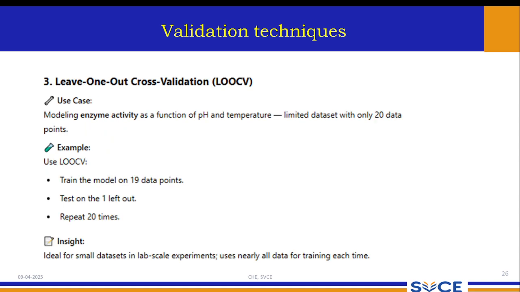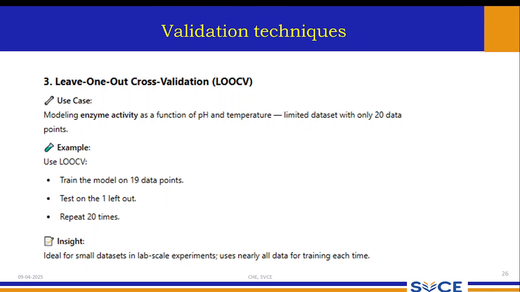Let's say we are modeling enzyme activity as a function of pH and temperature, with a limited data set of only 20 data points. pH and temperature are the independent variables. The dependent variable is the enzyme activity. We have data of 20 numbers.